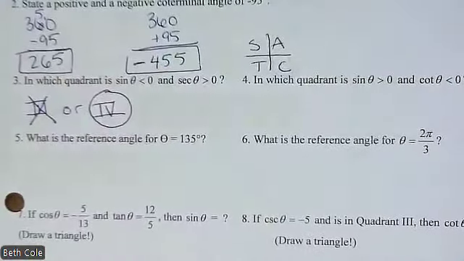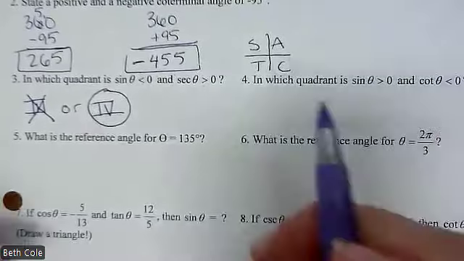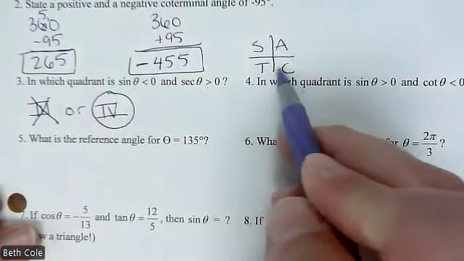I'm so sorry. I pointed to the right. See, that's what happens when I make a mistake in front of everyone. Just saying that. So sine being negative narrows it down to 3 or 4.